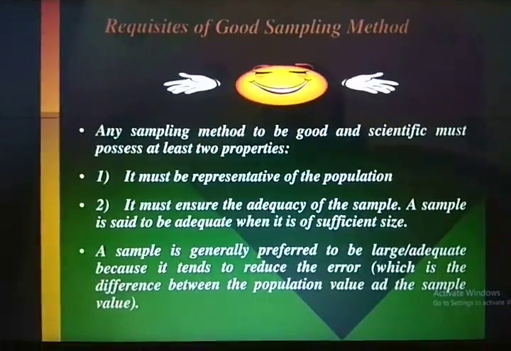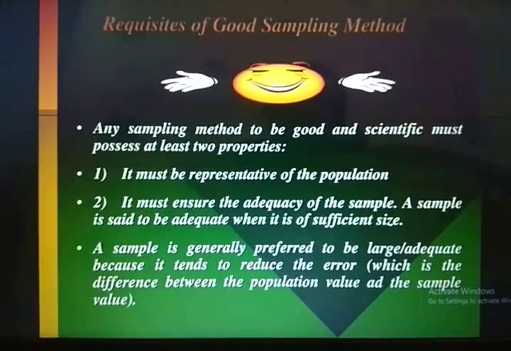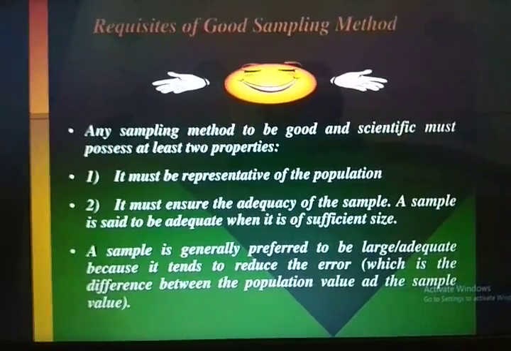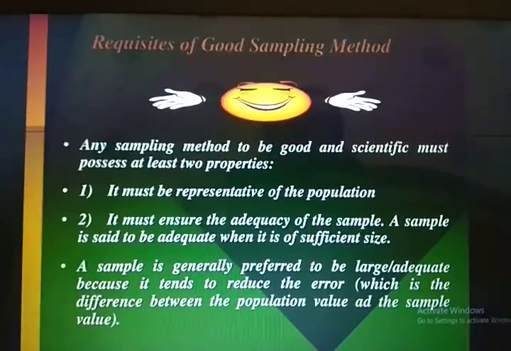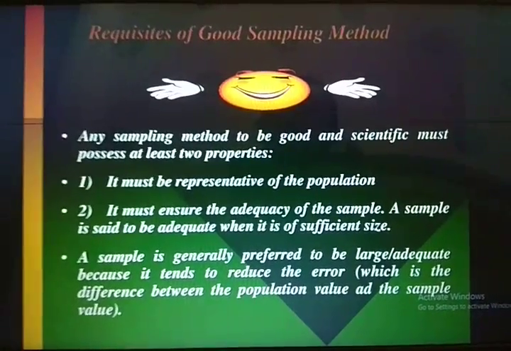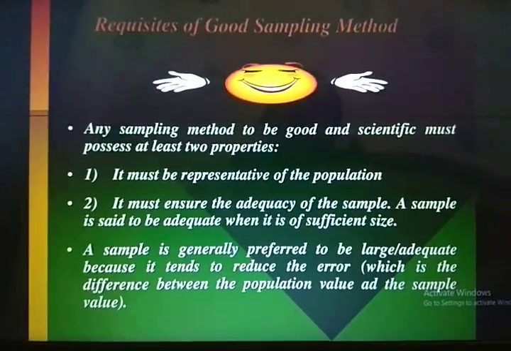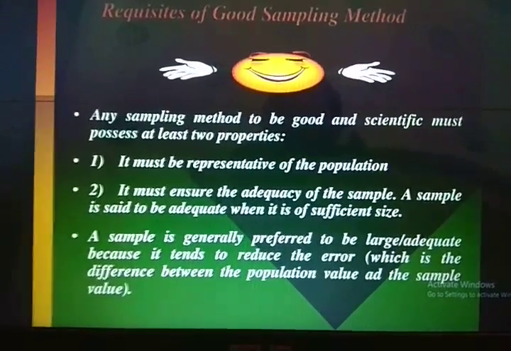As we can see, any sampling method to be good and scientific must possess at least two properties. That is, it must be representative of the population. That means the sample selected should be such that it represents your entire population. And the second point is that it must ensure the adequacy of the sample. A sample is said to be adequate when it is of sufficient size.